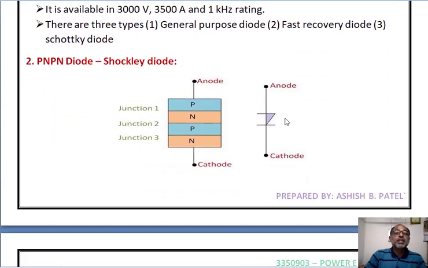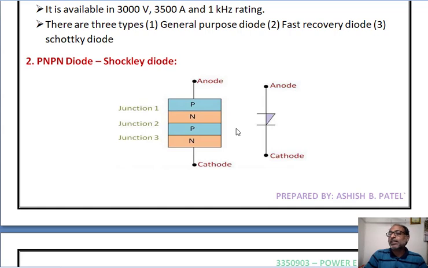Next, PNPN diode or Shockley diode. It is a 4-layer device, that you can see, PNPN. The construction of this diode is similar to the construction of SCR, but there is only one difference. It has no gate terminal. So this type of diode has only two terminals, anode and cathode.